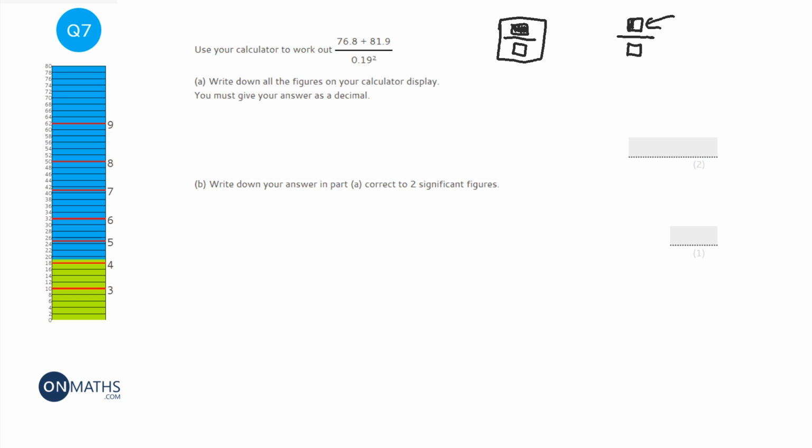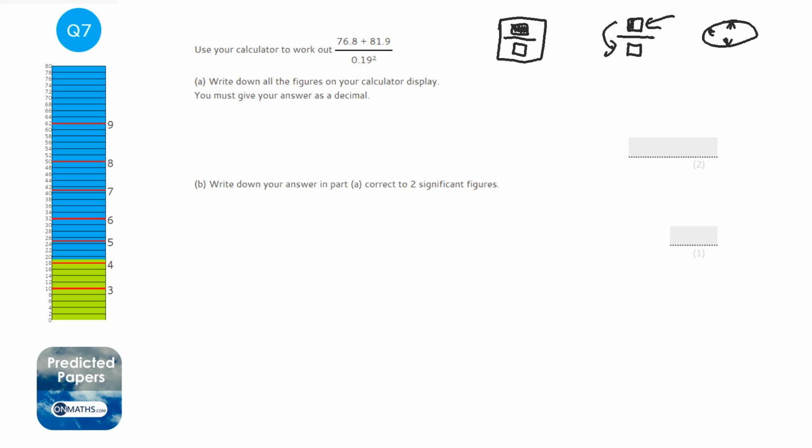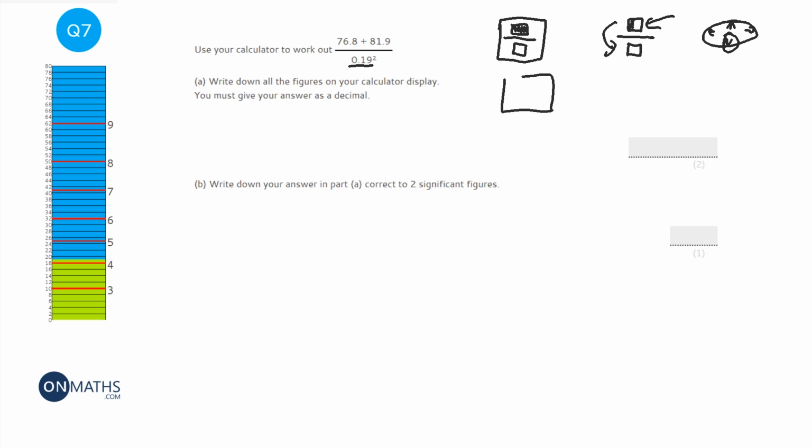So 76.8 plus 81.9. Okay, and to shift downwards on the Casio calculators, there's a cursor direction button. It's the big blue button beneath the screen on most of the calculators, and you just push down to go to the denominator of the fraction. And then we need to fill in this bit here, so 0.19, and then to get the squared button, it's on like that. So you just press that, and it looks exactly as it does in the question on the screen, so you know you've got it right.